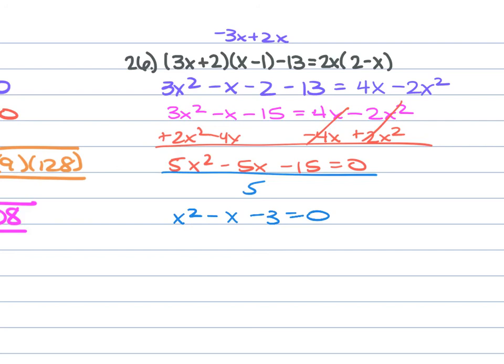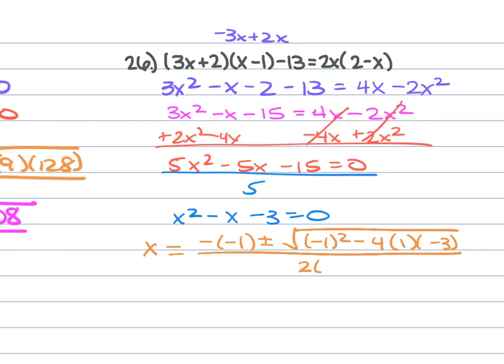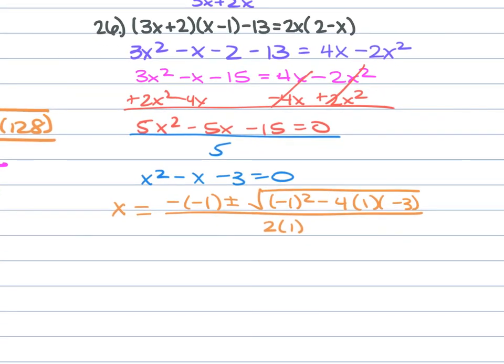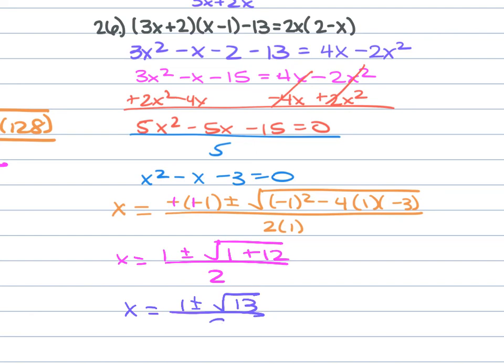I don't have any factors of 3 that are going to give me a 1. So I'm going to use my quadratic formula. So x is equal to negative times negative 1 plus or minus the square root of negative 1 squared minus 4 times 1 times negative 3 all over 2 times 1. So this is going to give me a positive 1 plus or minus the square root of 1 plus 12 all over 2. So simplifying this, we have x is equal to 1 plus or minus the square root of 13 all over 2.